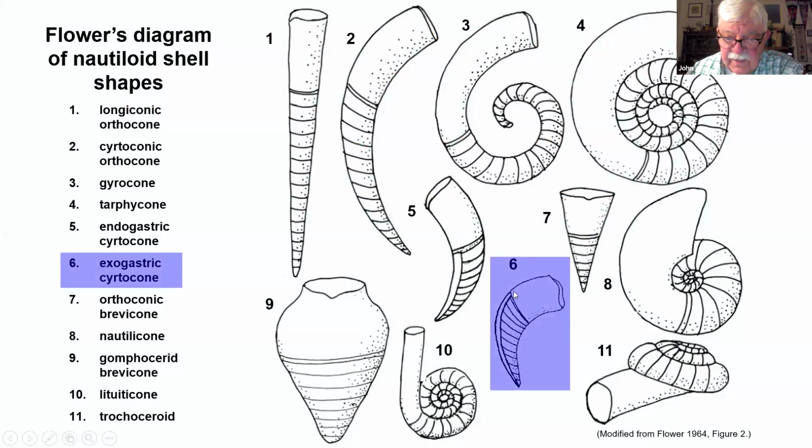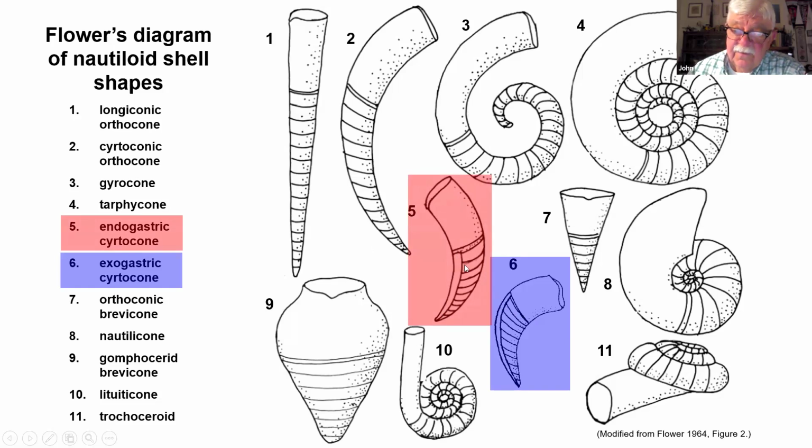Exogastric cyrtocones. Exogastric because the siphuncle is on the outer part of the shell, and this defines the venter, the belly. The other one is the endogastric. Notice the siphuncle is on the inside of the curve. That's still the venter, the belly, but it's kind of an awkward shell when you look at it. This is much more advanced and streamlined, as we'll see.